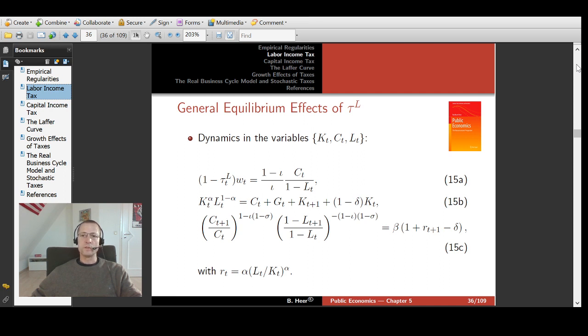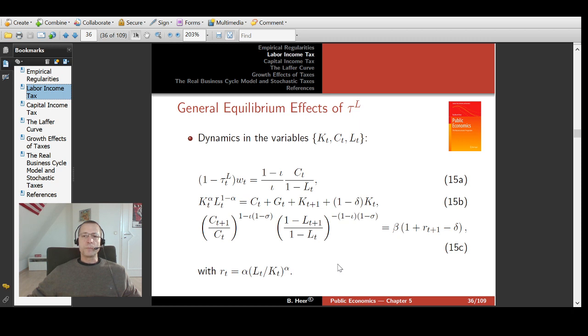The dynamic equations are equations 15b and 15c. 15b is the resource constraint, which contains K t plus 1. And we have the Euler condition, where we have substituted the marginal utility of consumption for the Lagrangian multipliers lambda t, so that we have a dynamic equation in C t plus 1, L t plus 1, and via R t plus 1 also in K t plus 1. So when we substitute R t with the help of the marginal product, these three equations are equations in K t, L t, and C t only.